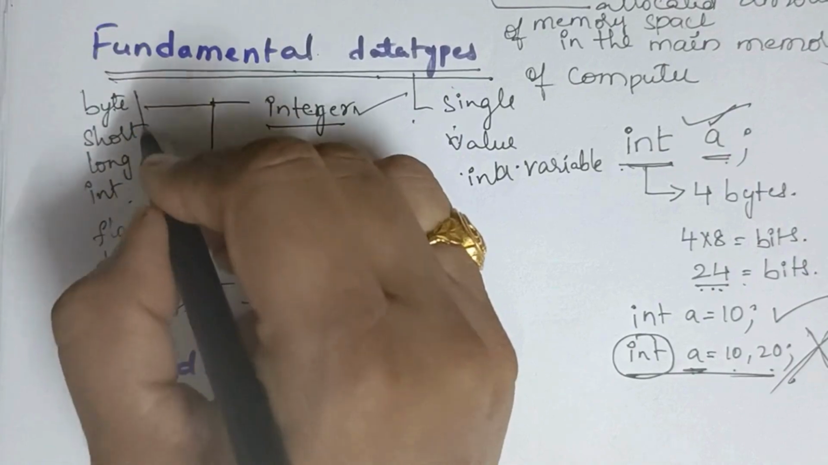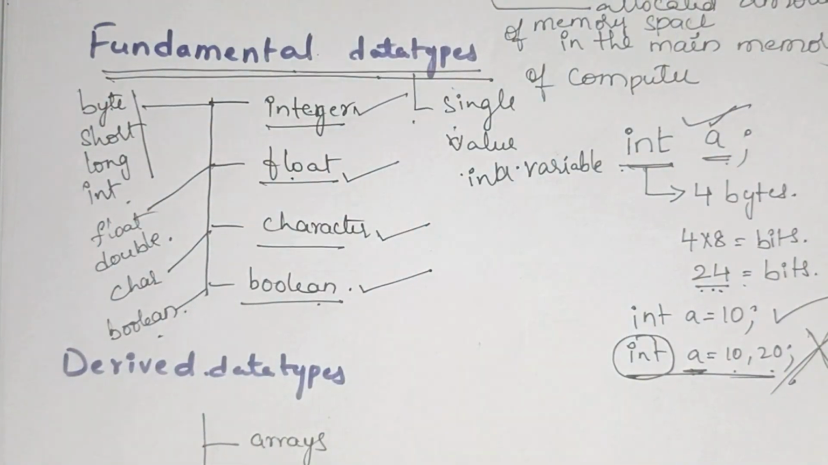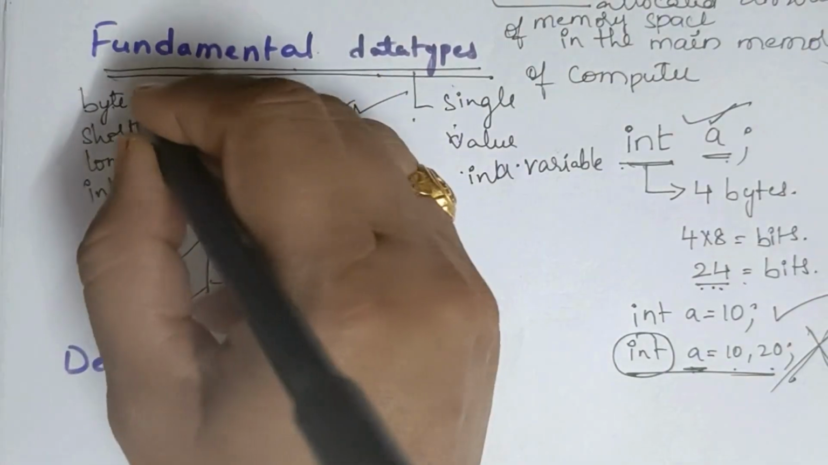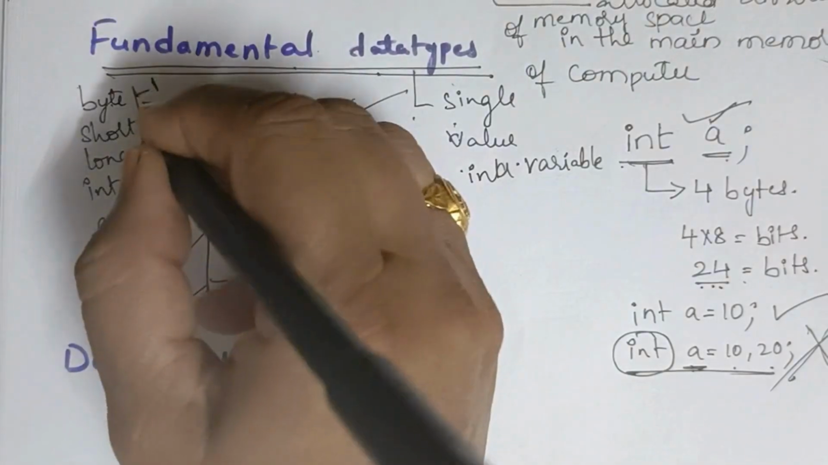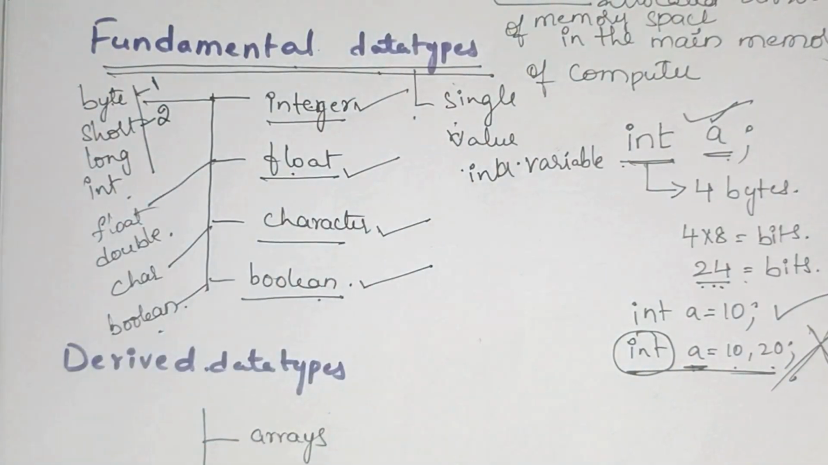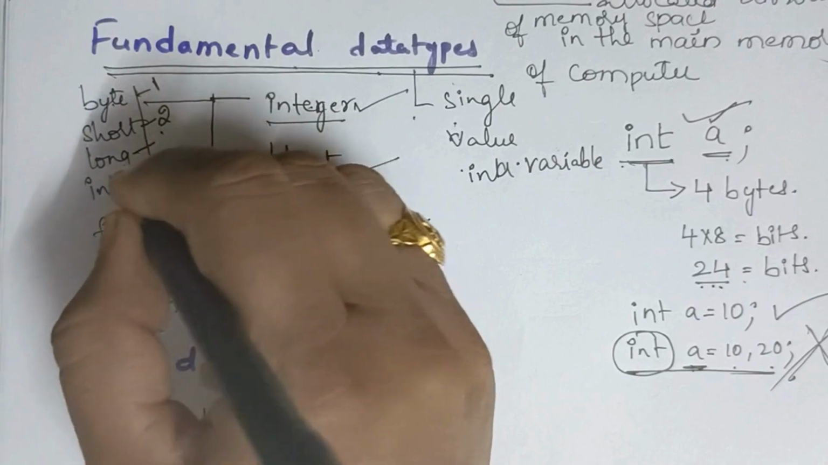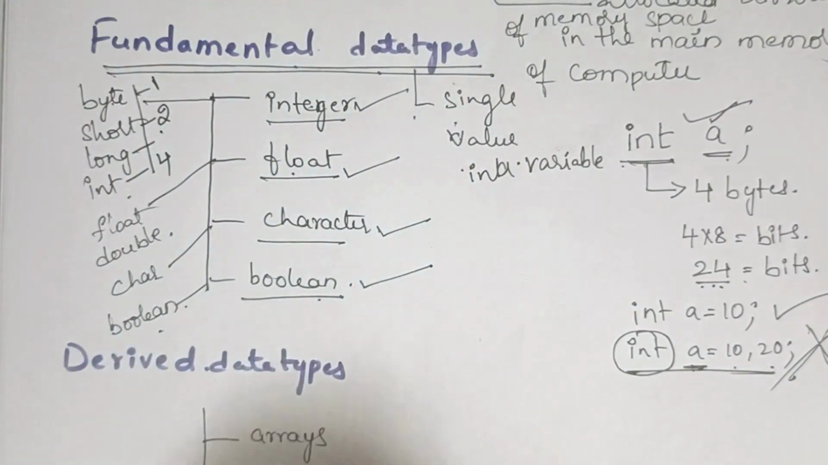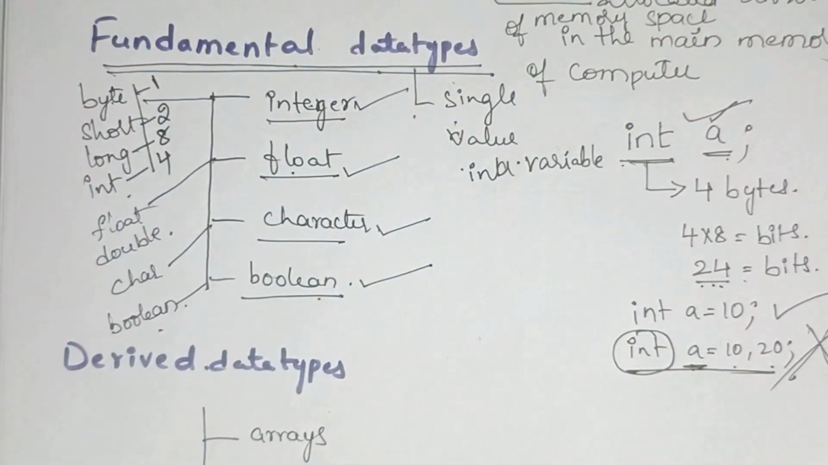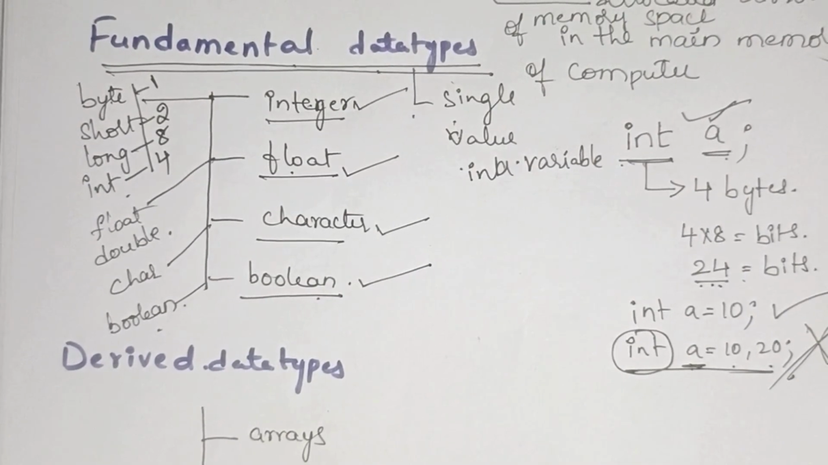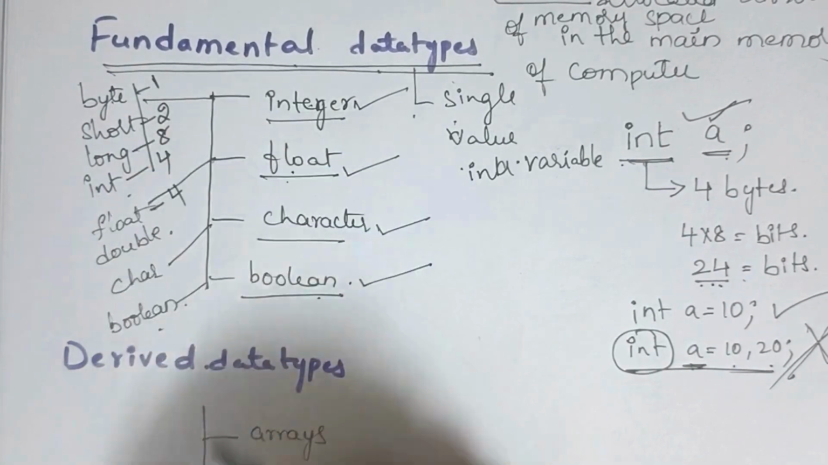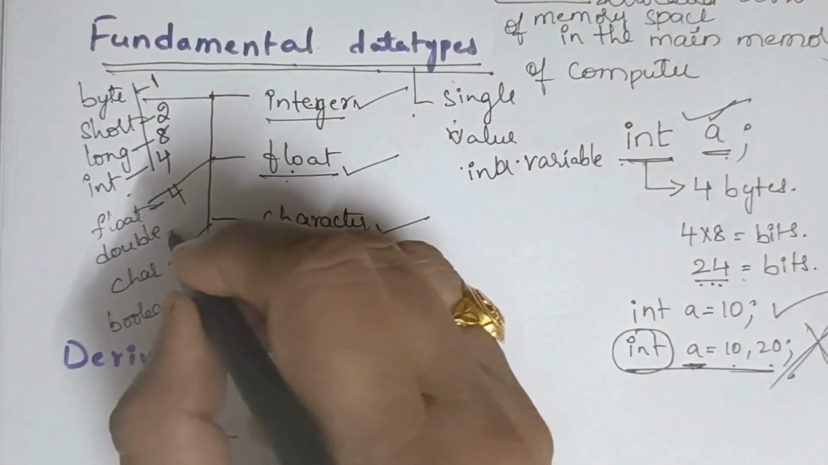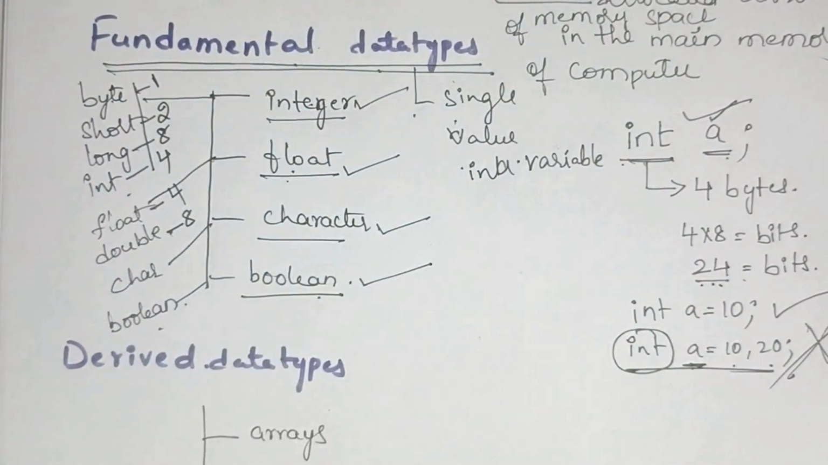Let's go to the byte, short, int and long data types. The size of byte is 1 byte of memory space, short is 2 bytes, integer occupies 4 bytes, and long occupies 8 bytes of memory space. When we come to the float data types, float occupies 4 bytes of memory space and double occupies 8 bytes.